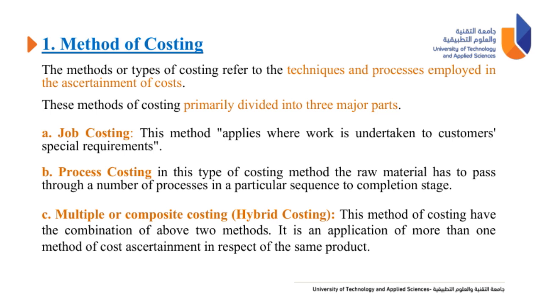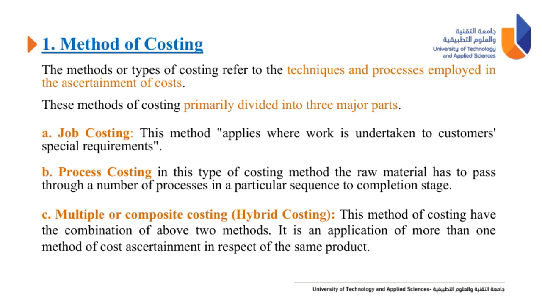Next, we have process costing. This method applies when raw materials pass through a series of processes in a specific sequence until the product is completed. It's commonly used in industries like chemicals, textiles, or food processing, where mass production occurs through continuous processes.